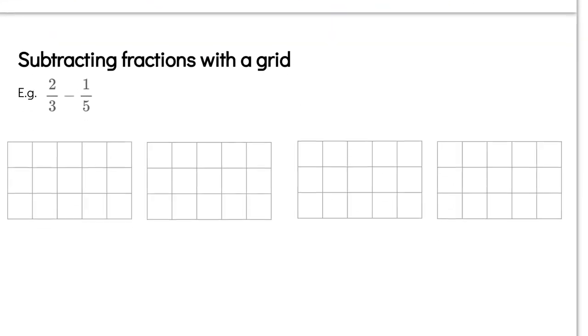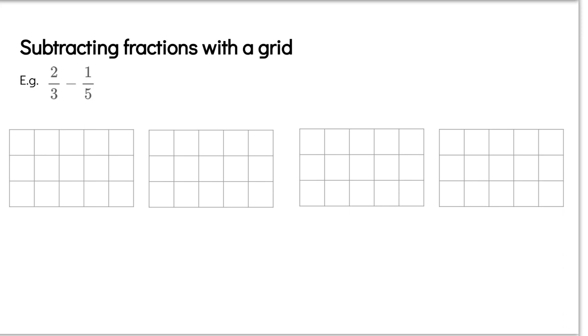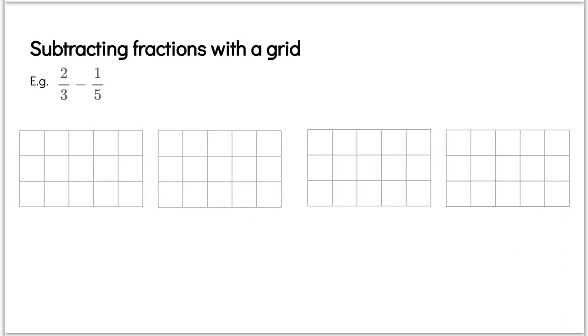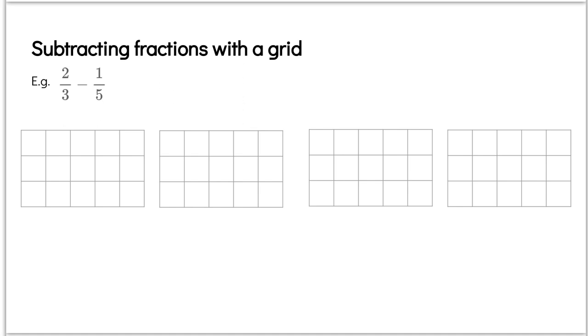Next, let's talk about subtracting fractions with a grid. The first way we look at this is subtraction by taking away. So we'll start with 2/3 of this shape full, and then we'll take away 1/5. You'll notice that we set this up so that we have the shape split into thirds, 3 rows, and fifths, 5 columns. Okay, so let's put in 2/3 here. That's 1/3. There's 2/3.